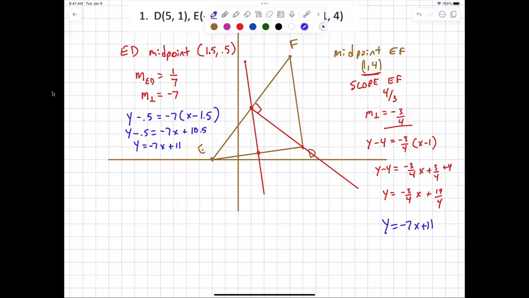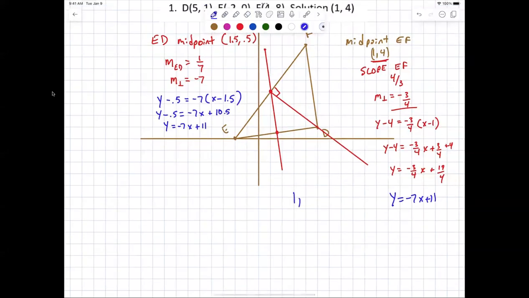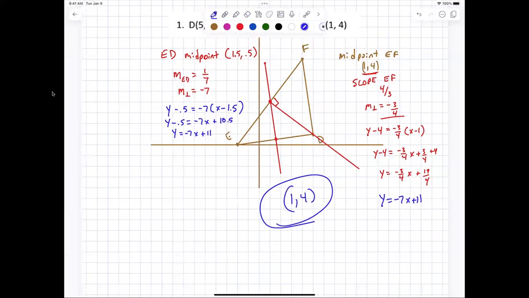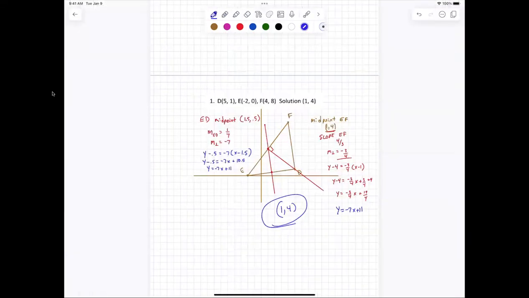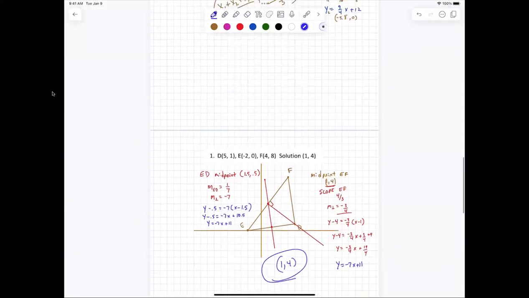It looked to me like it was the midpoint of EF, but what do we get, guys? Was that right? 1-4. So it looked like the answer was 1-4. All right. Okay, so I'm pretty happy with that. I don't know of any formula for that one. I just know the centroid formula.